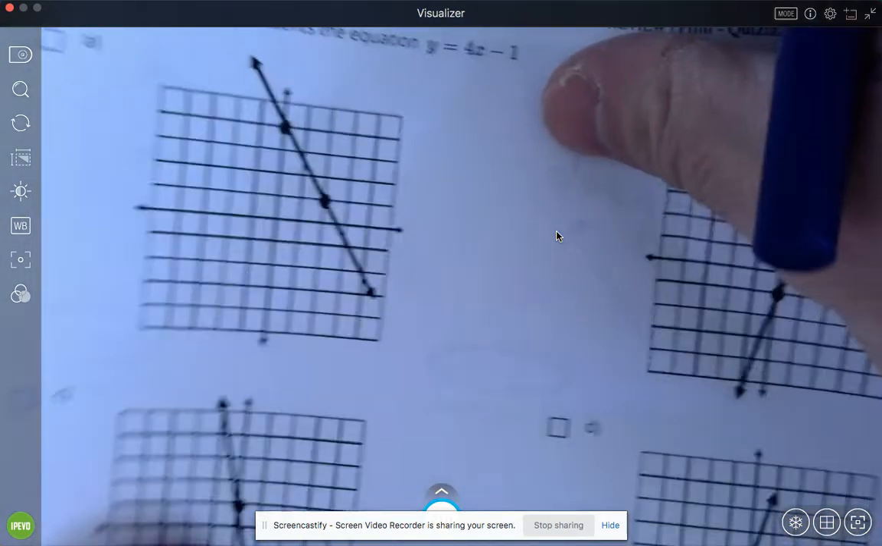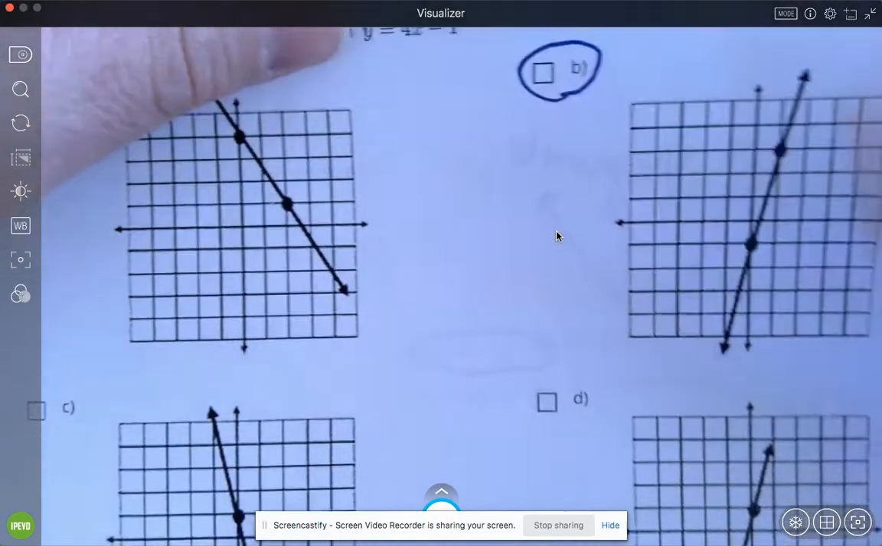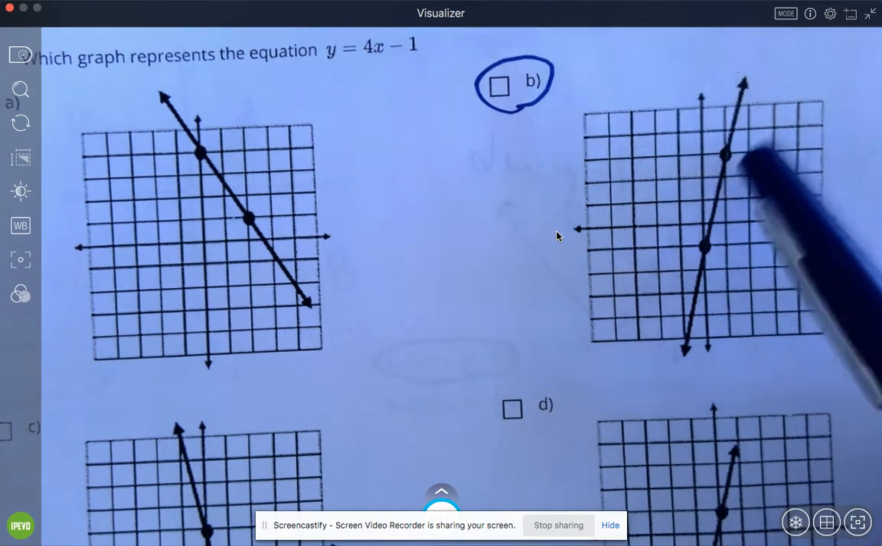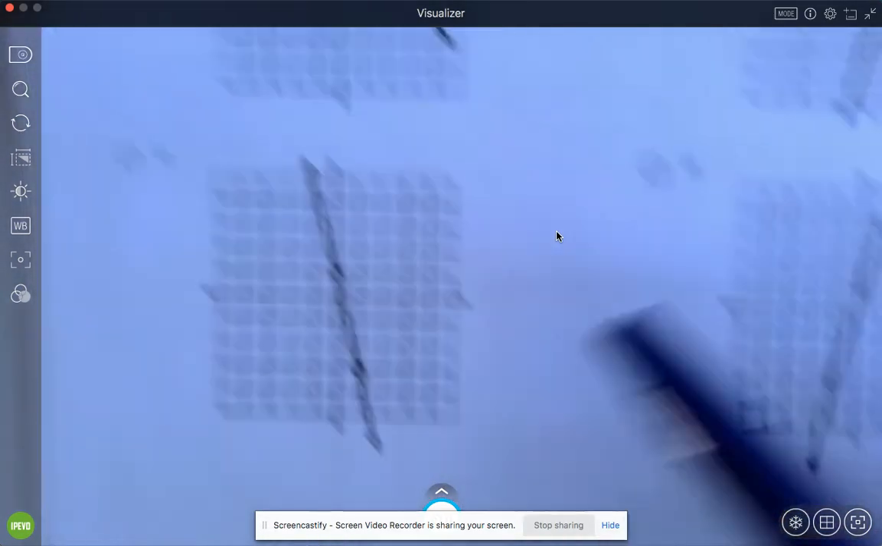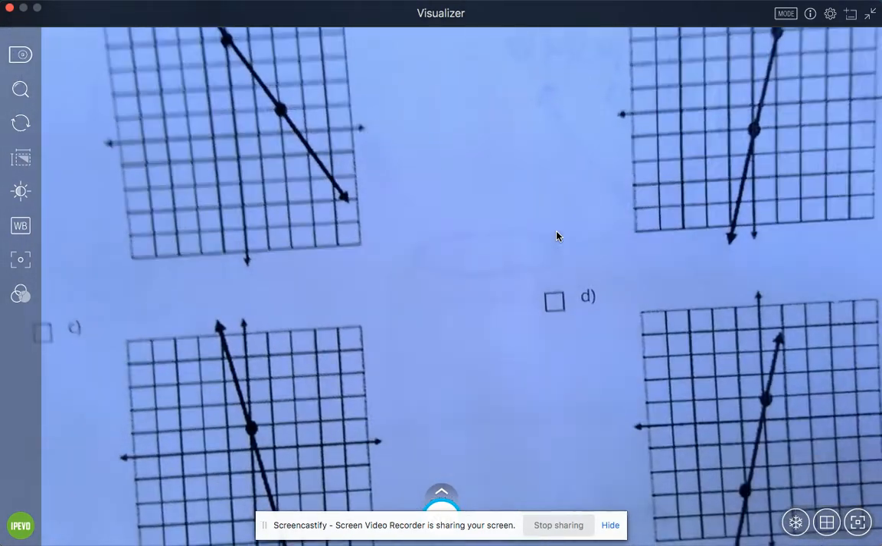Number 8 asks which equation has y equals 4x minus 1, and it happens to be B. It starts at negative 1, up 4/1. The other one is not it, because that's a negative slope, and we don't want negative. And that one has a slope of 4, but it starts at positive 1, so it's got to be B.